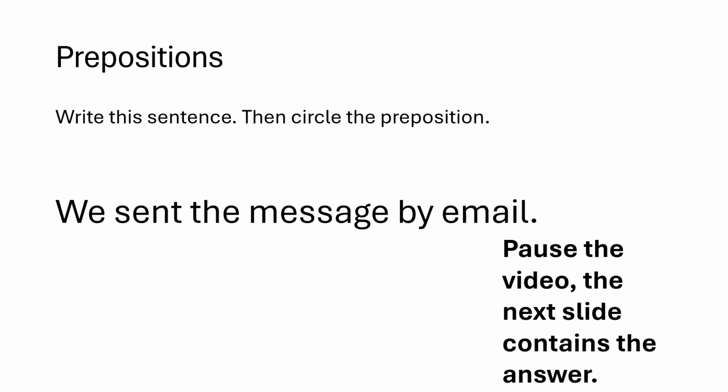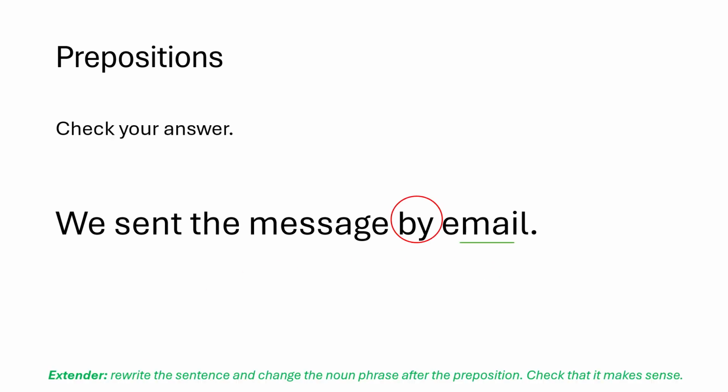Write this sentence, then circle the preposition. We sent the message by email. Pause the video. The next slide contains the answer. Check your answer. We sent the message by email. The preposition is by.